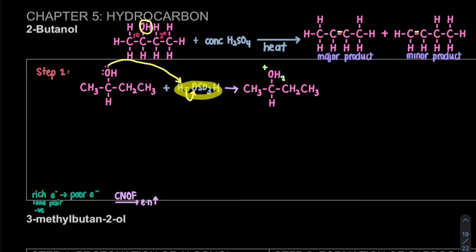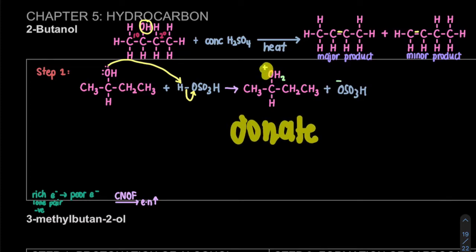What happened to HOSA? HOSA will become OSA. For OSA, remember, once the oxygen accepts the electron, it will become negatively charged. Remember, if it donates the electron, it becomes positive. If it accepts, it becomes negatively charged. So that is for step 1.